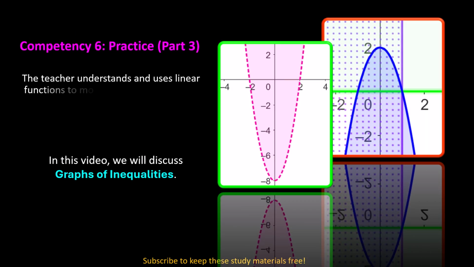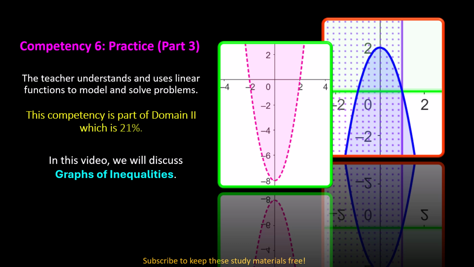Welcome to part 3 of Competency 6. In this video, we will discuss graphs of inequalities.